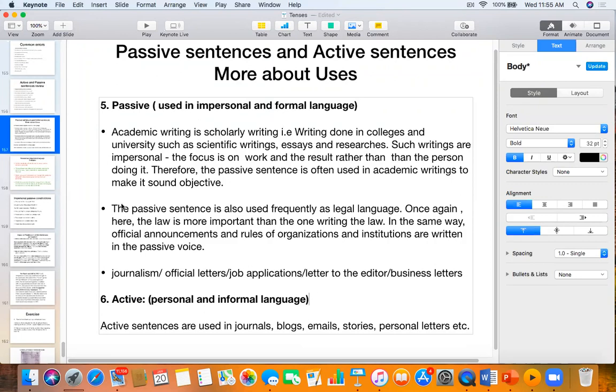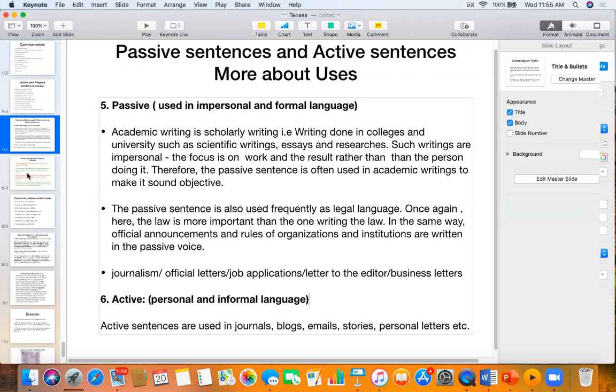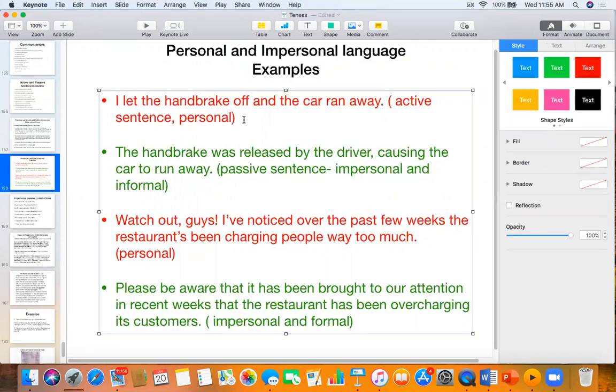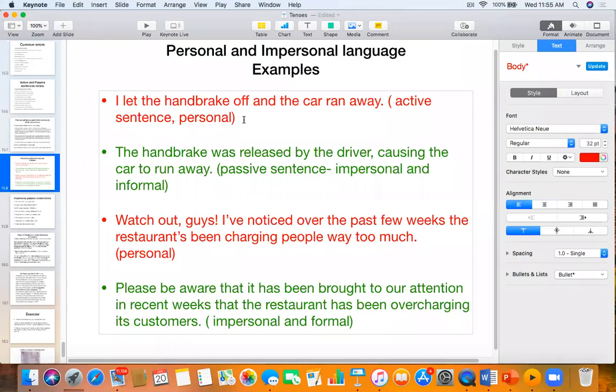Okay, now let's see. I'll just show you how this sentence changes when you change a sentence into active and passive. All right. So here, this is active. I let the handbrake off and the car ran away. This is active sentence. All right.